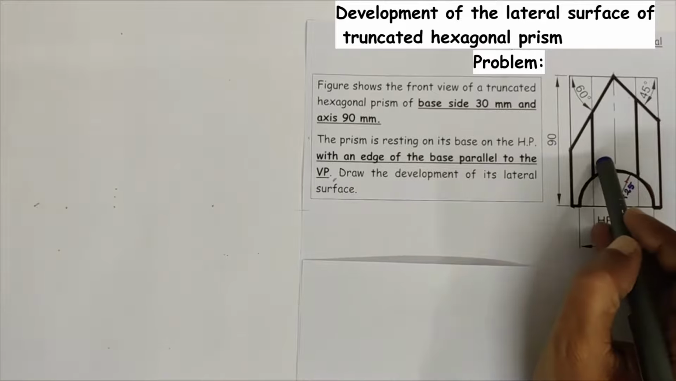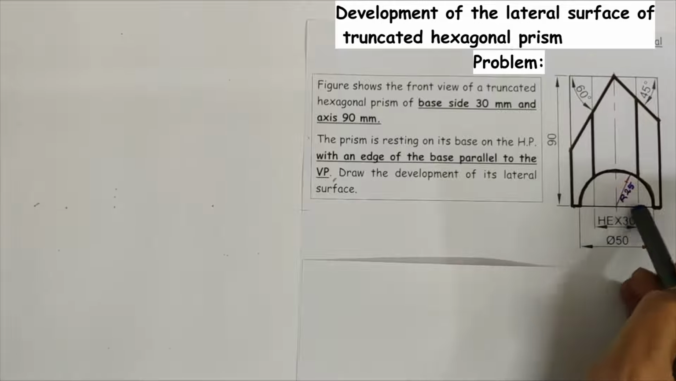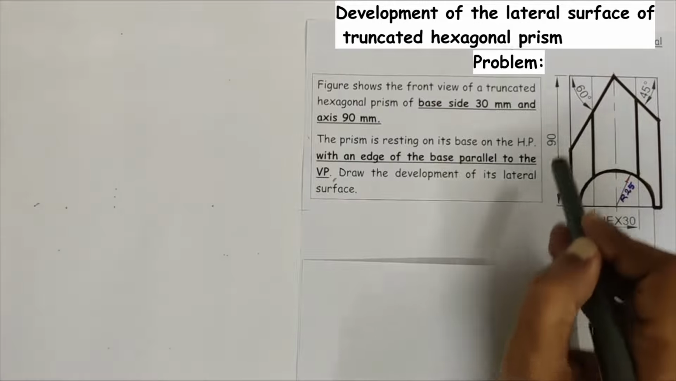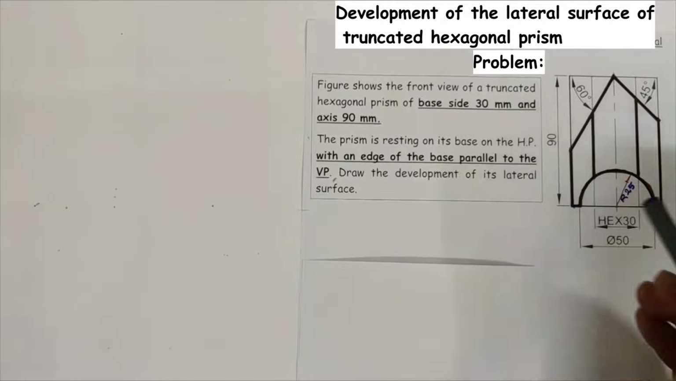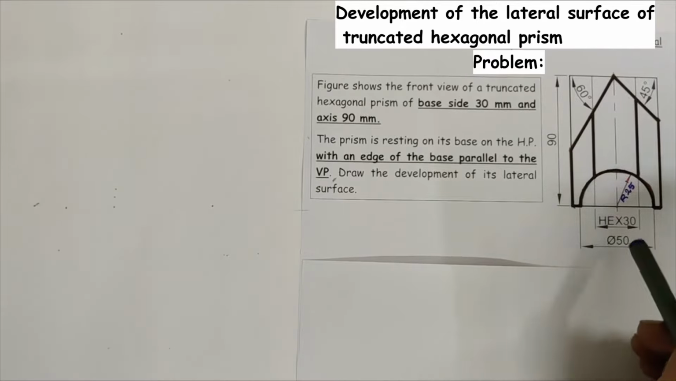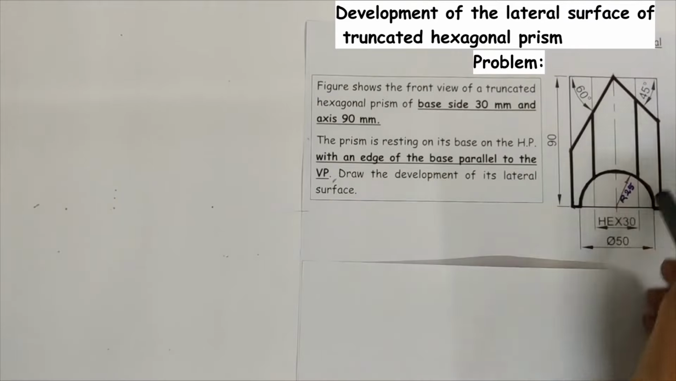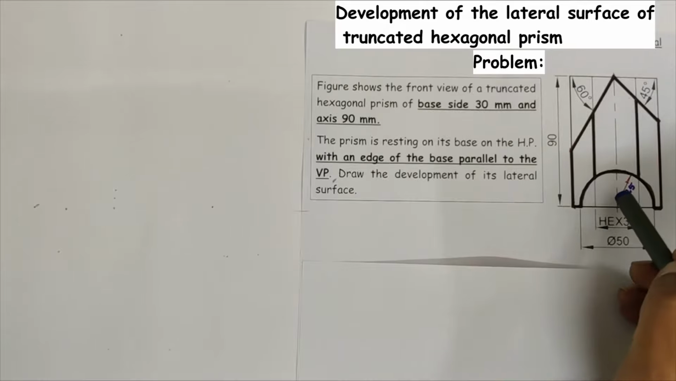This figure shows the front view of a truncated hexagonal prism of base side 30 mm and axis height 90 mm, when the hexagonal prism is resting on its base on HP so that one of its base sides is parallel to the VP. This hexagonal prism is cut by three section planes. Those three section planes are perpendicular to the vertical plane.